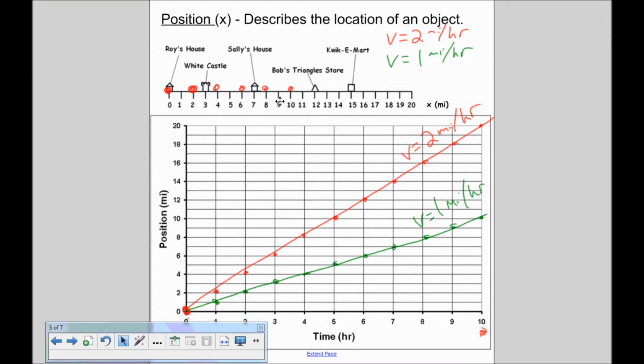And then maybe the next day he is in a big hurry. So maybe the next day he goes at, I don't know, 5 miles per hour. So that means every hour he's going to go 5 miles. So he's going to start out here. After 1 hour he'll be at 5, 10, 15, 20. So after 1 hour he'll be at 5. After 2 hours, 10. 3 hours, 15. 4 hours, 20.